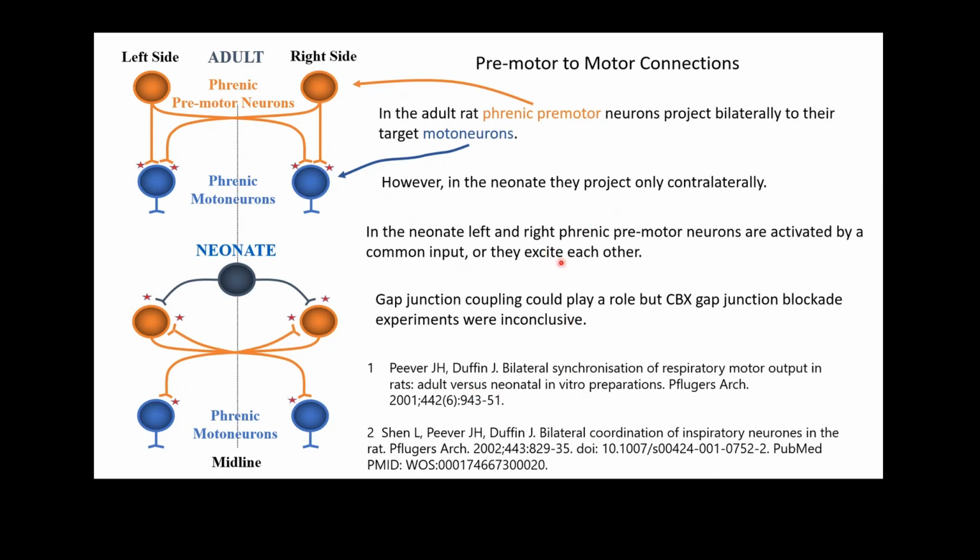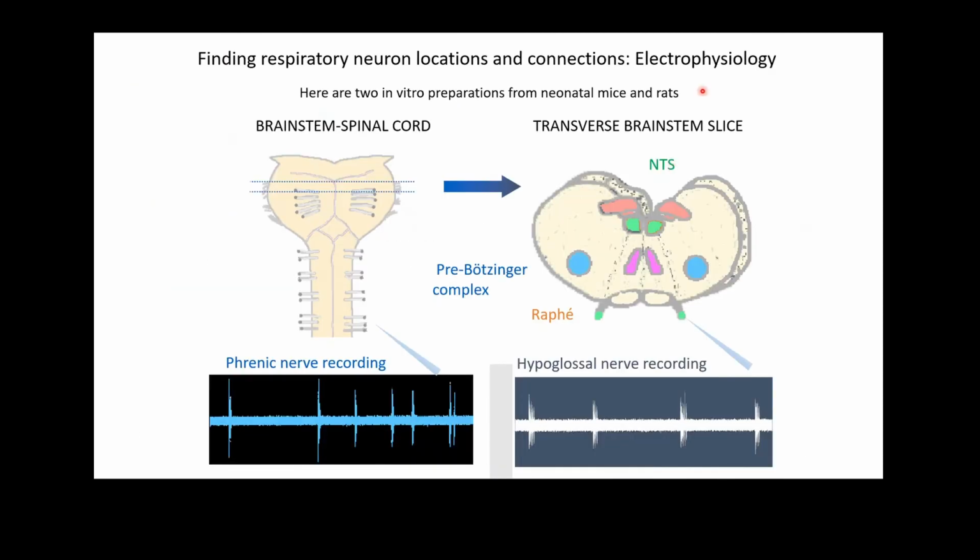and that's in vitro preparations, which we'll learn about. So the connections to the phrenic motor neurons may well change from the neonate to the adult. Whether this occurs in humans, we don't know, but we've used rat as a model and suggest that it probably does. Here's another preparation that one can use.